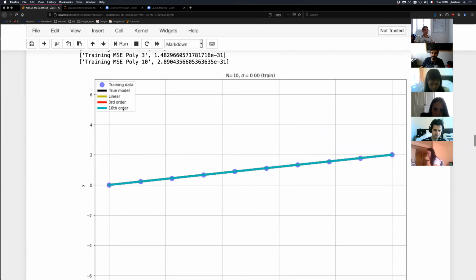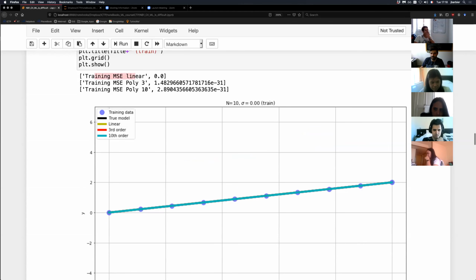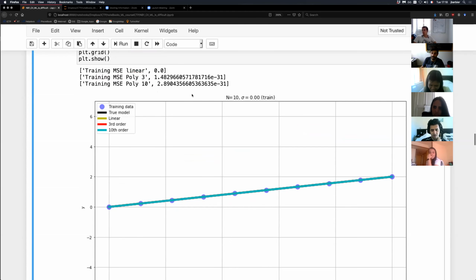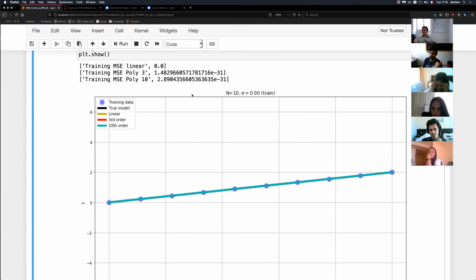Yeah, but the thing is that you see the training error is 0, essentially 10 to the minus 31 numerically, which means 0. The training error is 0 for all three models. Why? Because there is no noise, and the true model is linear. And our three hypothesis classes all include the true model. So if there is no noise, the data is completely clean, and our hypothesis class is rich enough to contain the true model, then we are able to fit the true model completely. So there is no discrepancy.